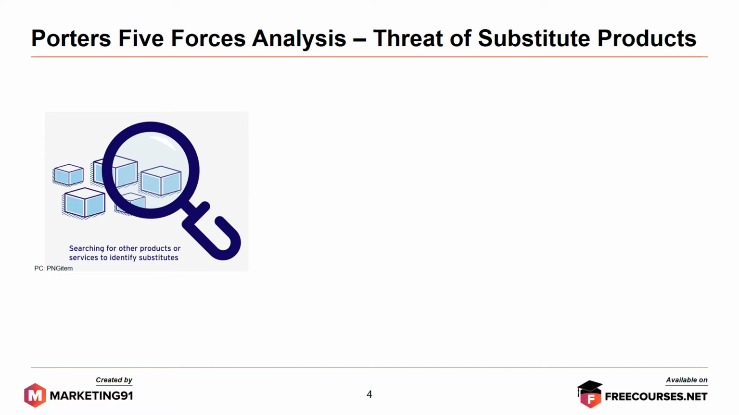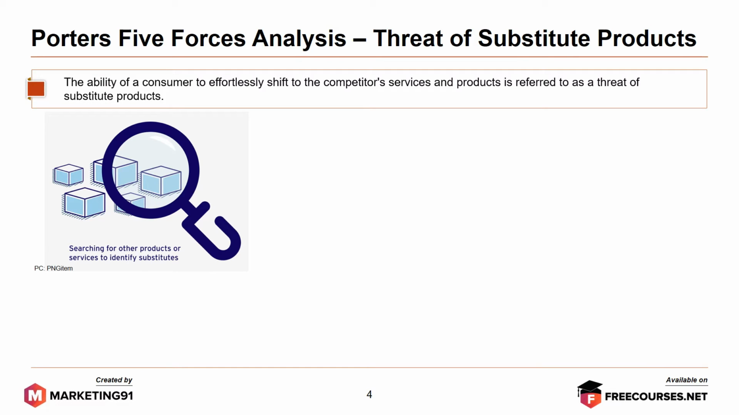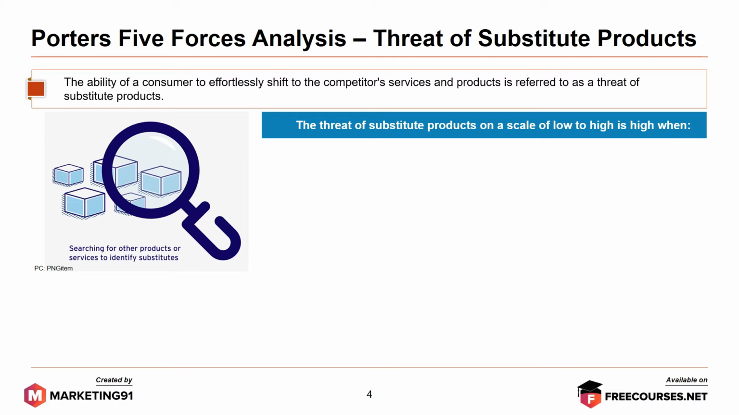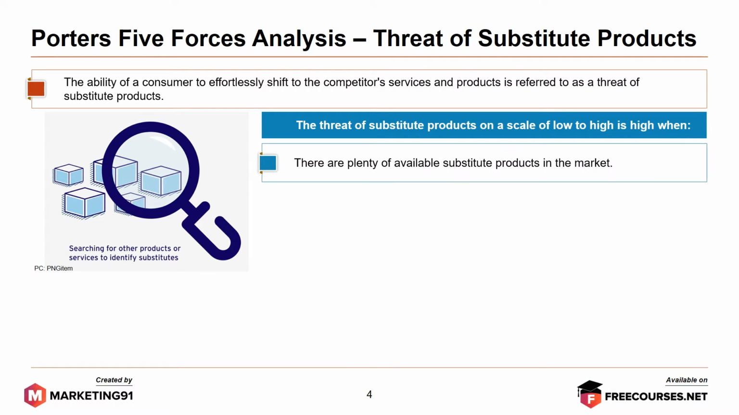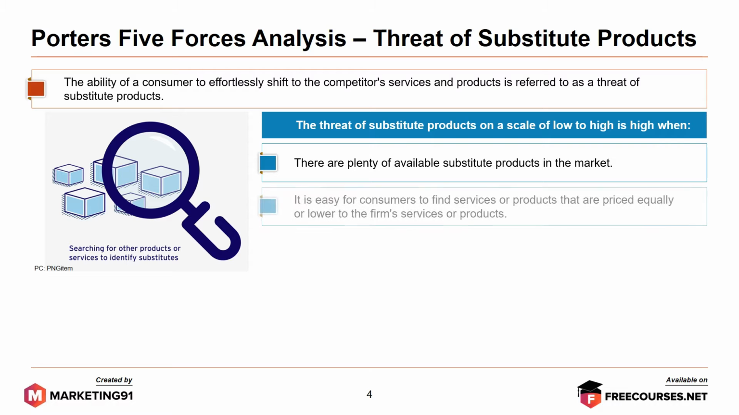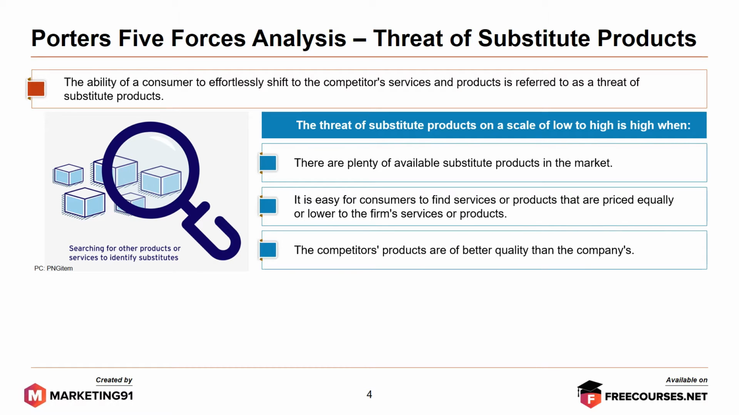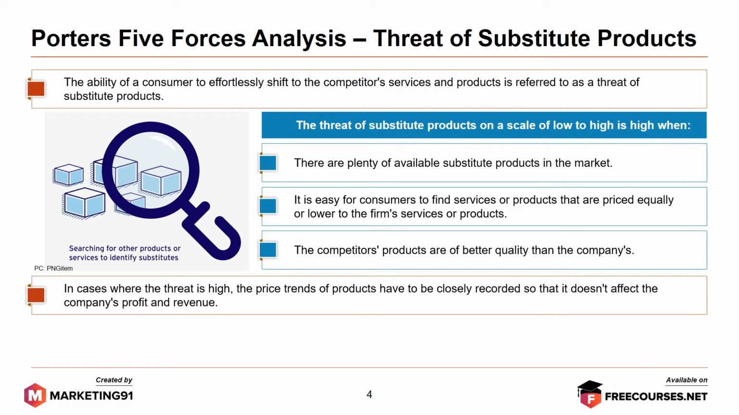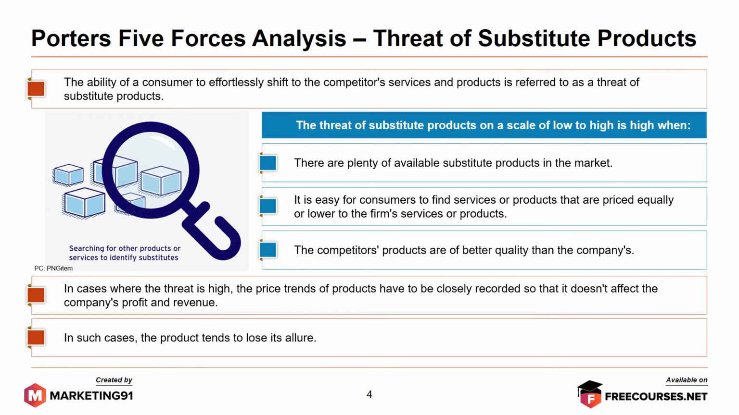Next, threat of substitute products. The ability of a consumer to effortlessly shift to the competitor's services and product is referred to as threat of substitute products. The threat of substitute products on a scale of low to high is high when there are plenty of available substitute products in the market. It is easy for consumers to find services or products that are priced equally or lower to the firm's services or products, or the competitor products are of better quality than the company's. In case where the threat is high, the price trends of products have to be closely recorded so that it does not affect the company's profit and revenue. In such cases, the product tends to lose its allure.